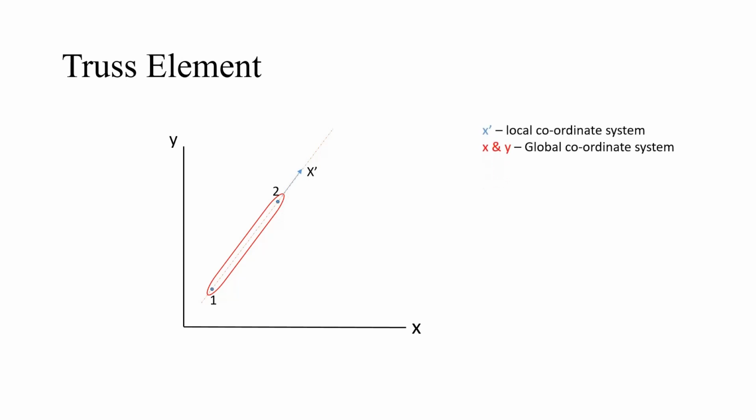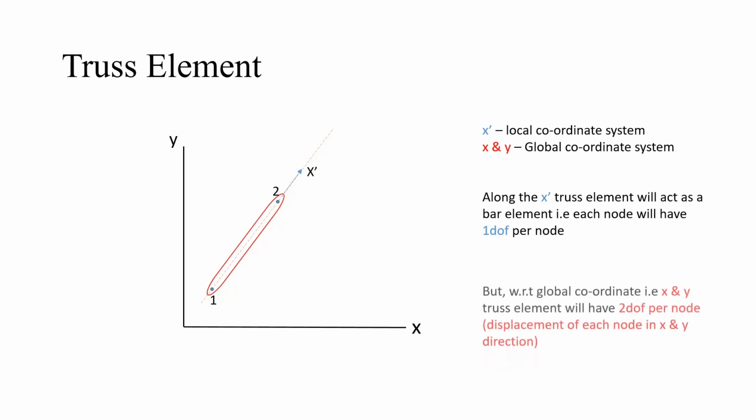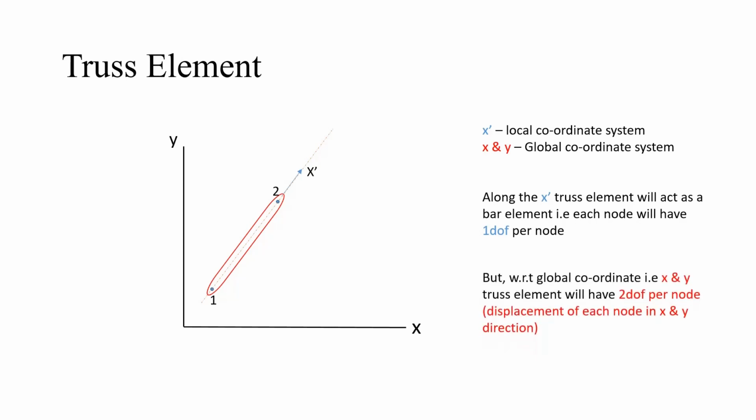Now, X dash indicates the local coordinate system, X and Y indicate the global coordinate system. After the application of force along the X dash direction, the truss element will act as a bar element. It is similar to the bar element. That is, each node of a truss element will have 1 degree of freedom per node, so it will deform only in x dash direction. If we consider it with respect to the global coordinate system, the truss element will have 2 degrees of freedom per node. That is, per node will displace in x as well as y direction. Displacement of each node in x and y direction.